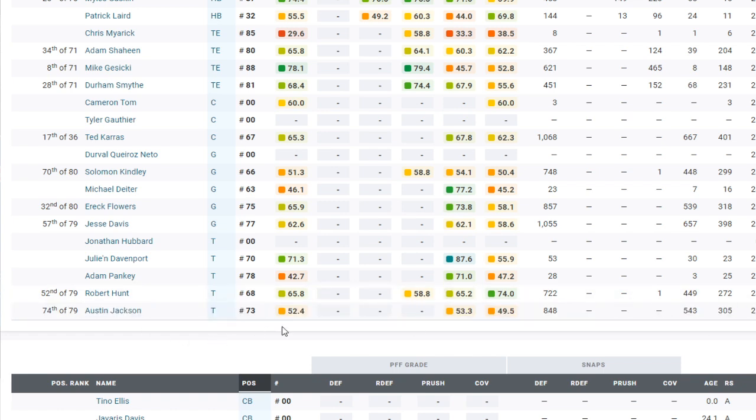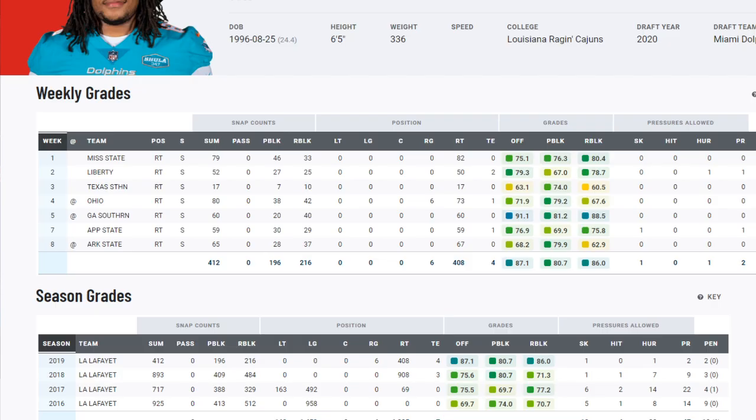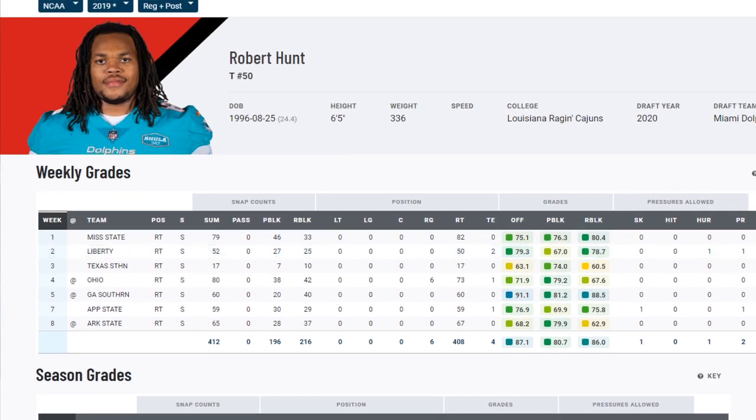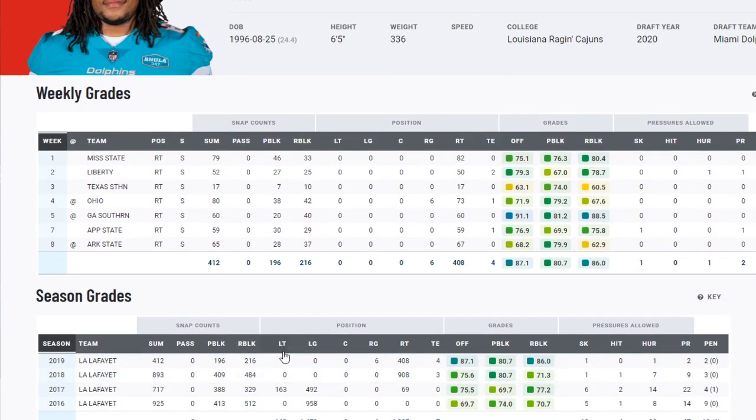First of all, and again, Dolphins fans probably don't want to agree with this, according to PFF, they were horrible, terrible, awful. And so you'll get the argument, yeah, well, they just need time to grow. Grow into what, though? Into Penei Sewell? I doubt it. Here's the other thing. Here's Robert Hunt in college at Louisiana. Let's look at his snap counts.